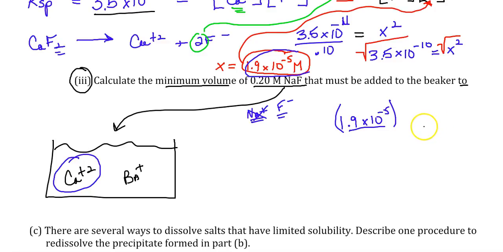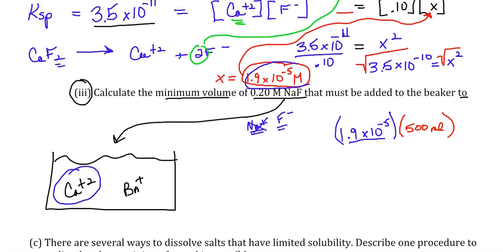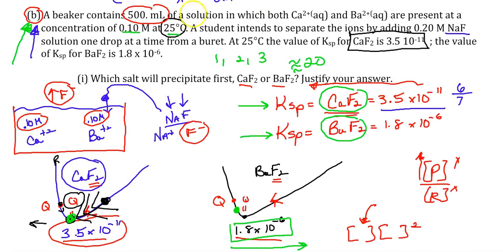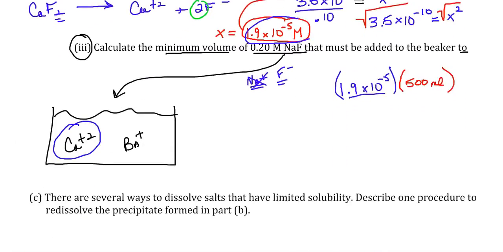Now, what we're going to do with this number, this is the molarity in a total of 500 milliliters. Now you say, well, how do I know that? Because in the beginning of this problem, which actually started on this page here, we've got a beaker that contains a solution of both at 500 milliliters. We added some sodium fluoride, which doesn't add to the volume. Okay, we're just keeping things straightforward and easy.